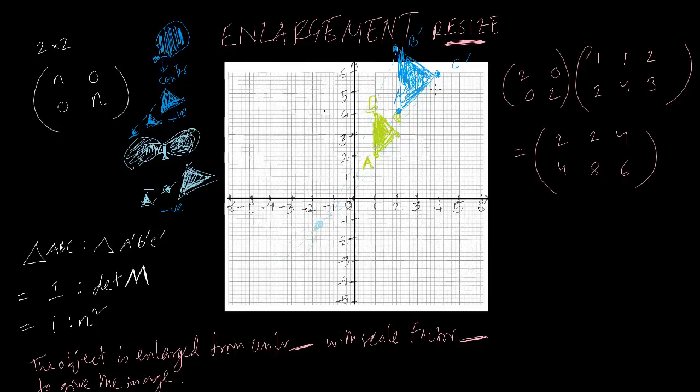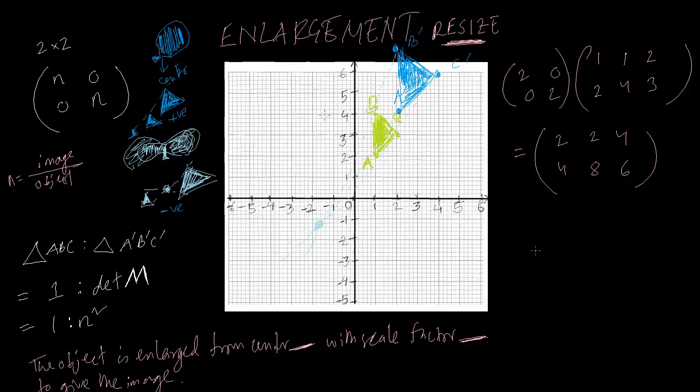That's it. Now suppose you have the object and the image, but you don't have the matrix. They're telling you to write down the matrix. So you can just calculate the scale factor by taking any corresponding side and finding the ratio of image side by object side. So if I count this, the image side is from A prime to B prime, so 1, 2, 3, 4. And the object side is 1, 2. So 4 by 2 is 2. So n equals 2. So n equals image side divided by object side.